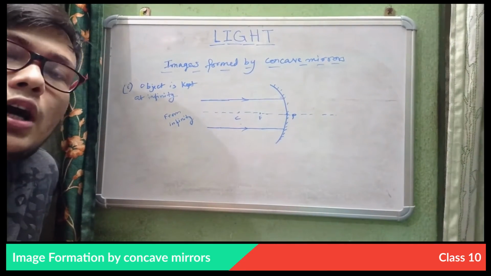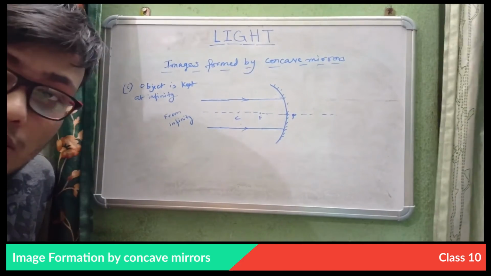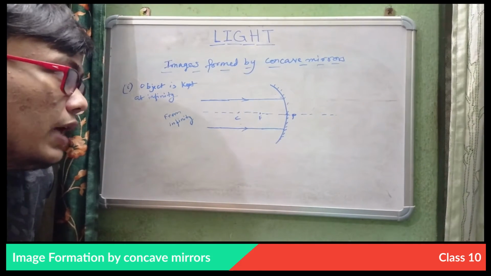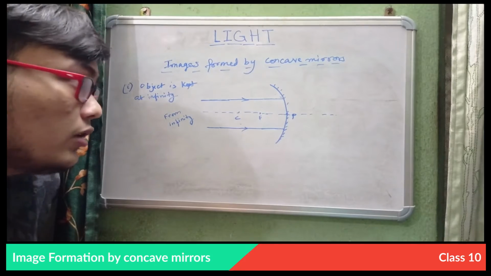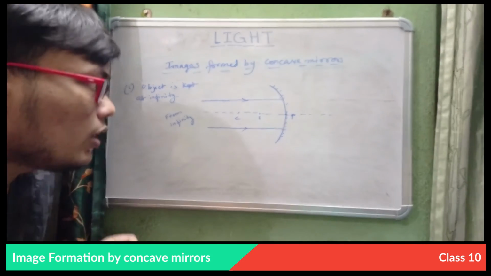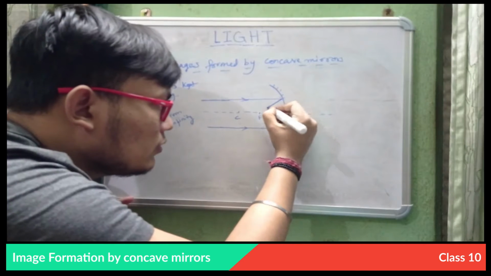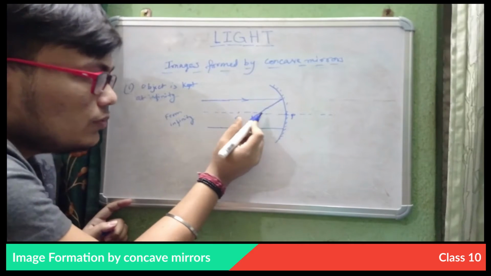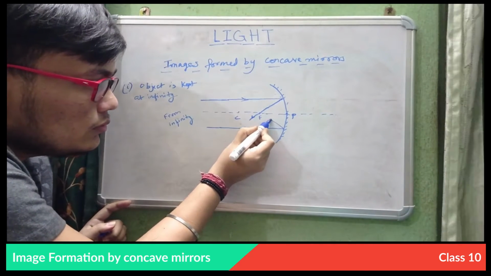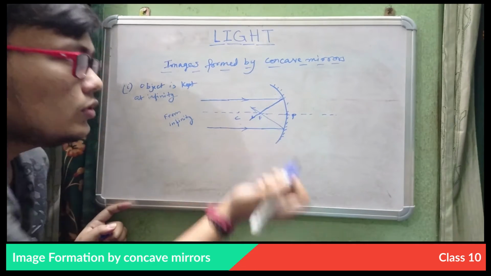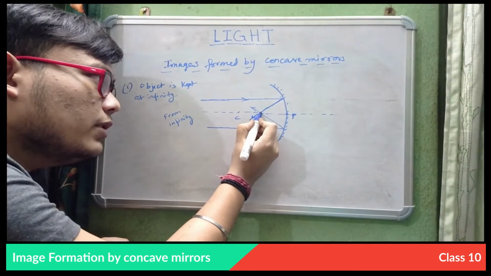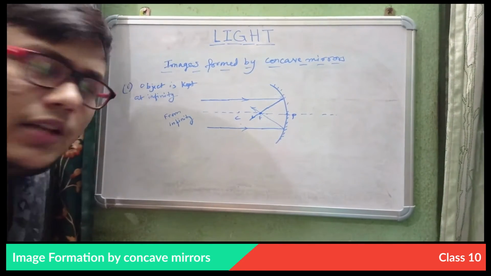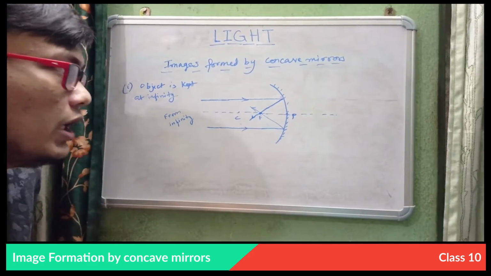From the rules of reflection of concave mirrors, we know the rays which are parallel to the principal axis will travel through the principal focus after reflection from this concave mirror. So this ray will meet the focus after reflection. Similarly, this will also pass through the focus. So the image will be formed here and it will be a very diminished image. Can you see, it's a very highly diminished image. It is almost like a point image, right?